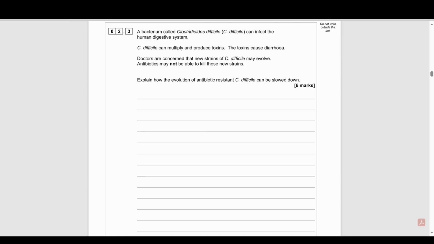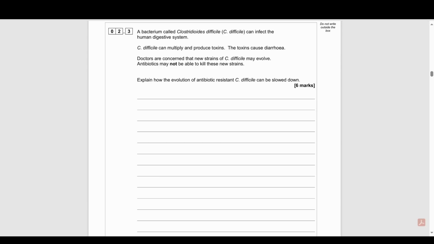2.3. A bacterium called C. difficile can infect the human digestive system. C. difficile can multiply and produce toxins. These toxins can cause diarrhea. Doctors are concerned that new strains of C. difficile may evolve. Antibiotics may not be able to kill these new strains.